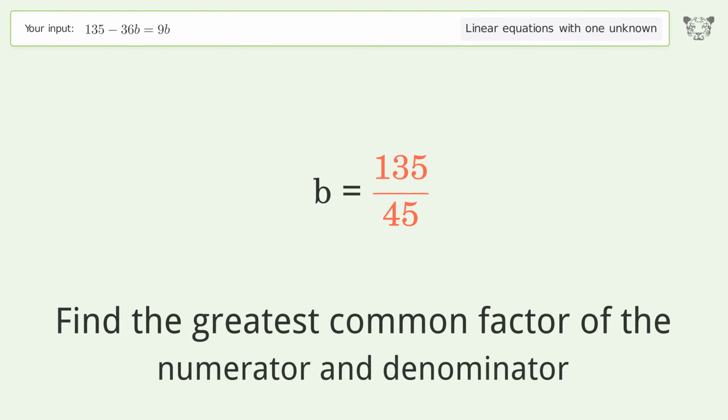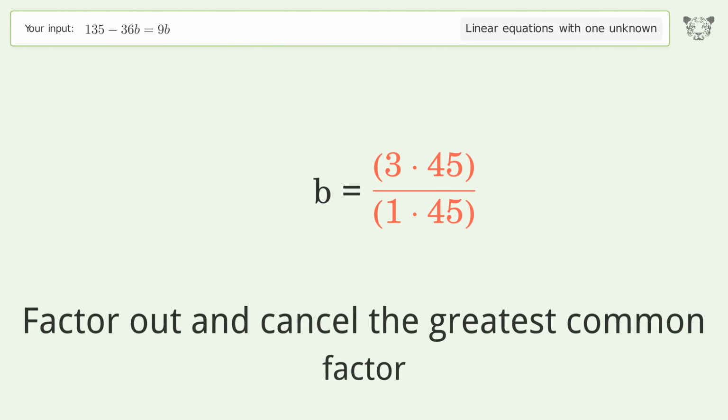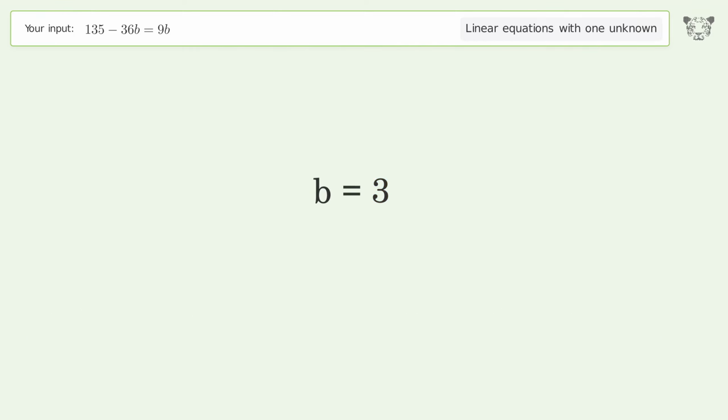Find the greatest common factor of the numerator and denominator. Factor out and cancel the greatest common factor. And so the final result is b equals 3.